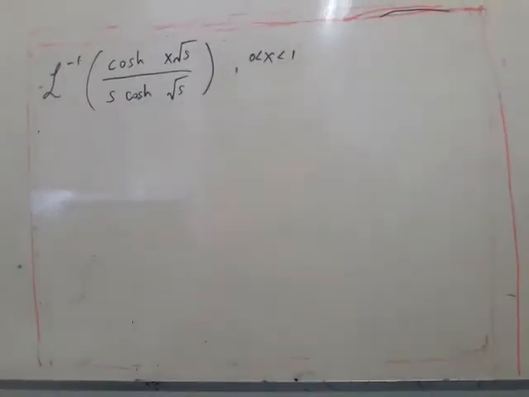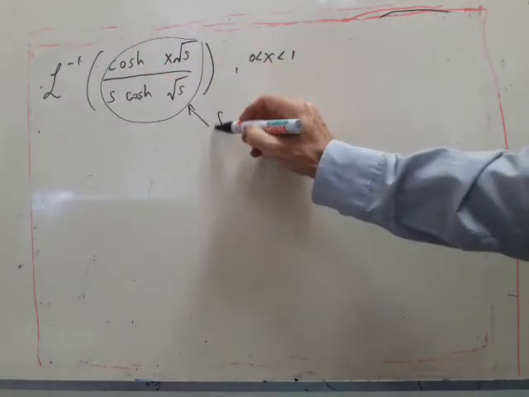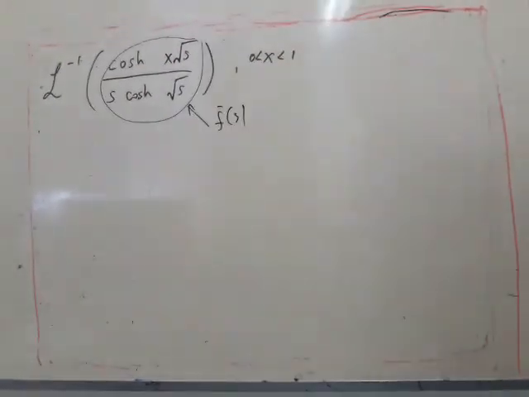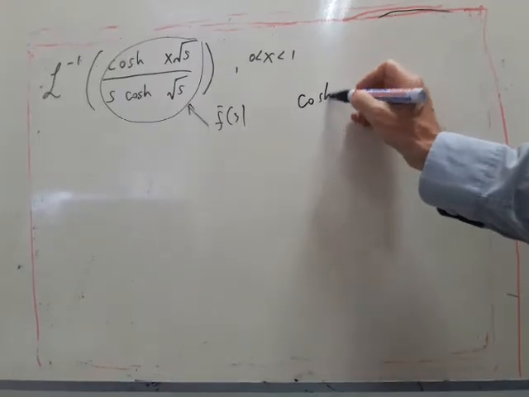We want to find the inverse Laplace transform of this function here, which I'll just call f bar s for convenience. Now, at first sight, because of this root s, you might think that this has a branch cut, but in fact it doesn't. And this is easy to see if you consider the expansion of cosh u.